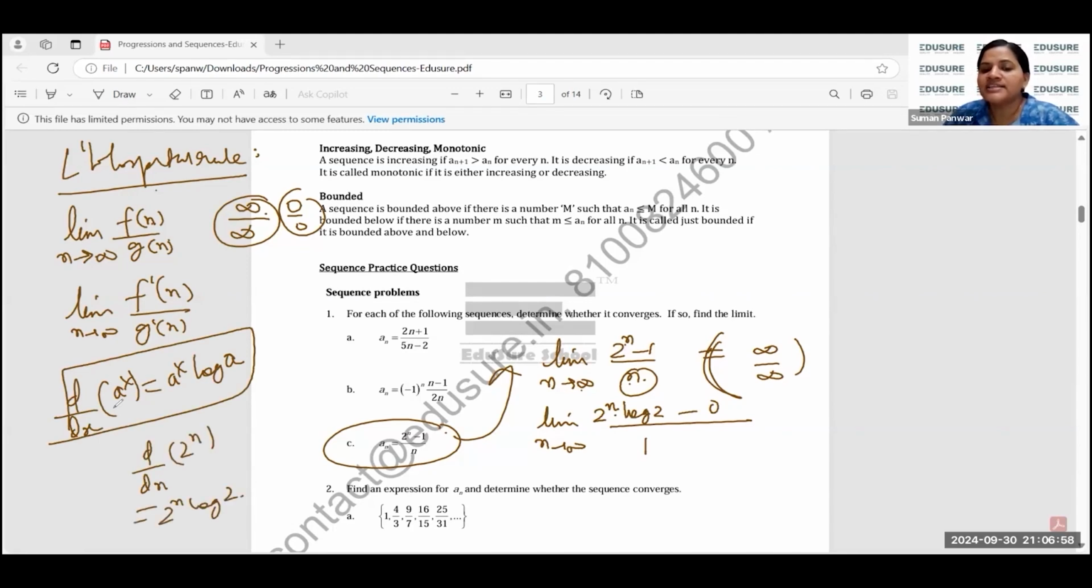So now, as n goes to infinity, this whole thing goes to infinity. So it is divergent. Why does this whole thing go to infinity? Because the denominator is 1, log 2 is a constant, and as n goes to infinity, 2^n becomes huge. So therefore, this limit goes to infinity. So this is a divergent sequence. So here you have to write non-convergent.